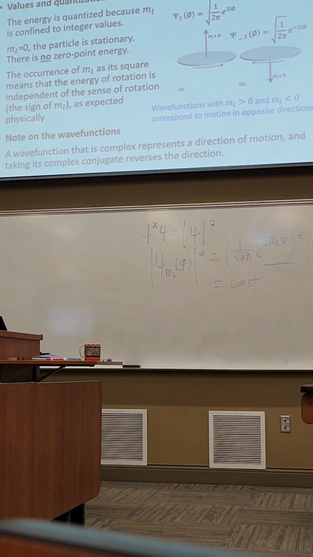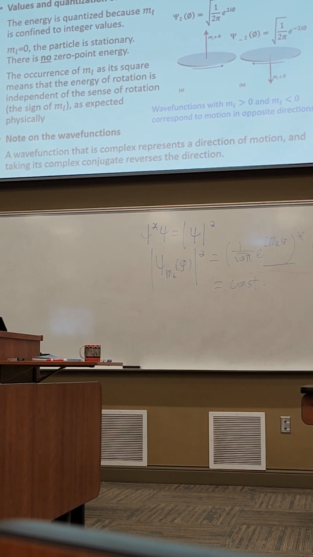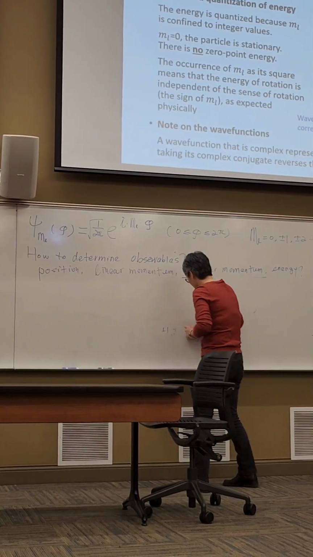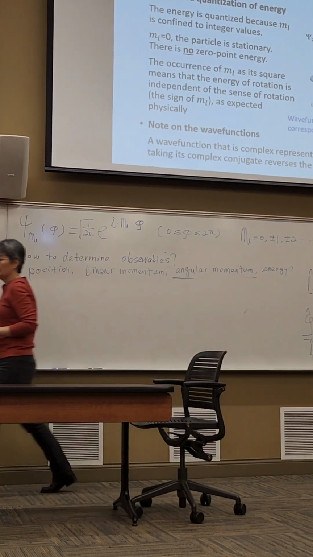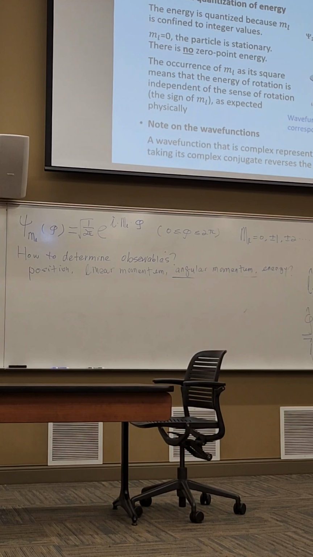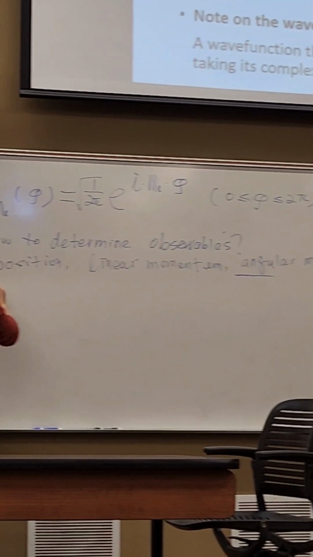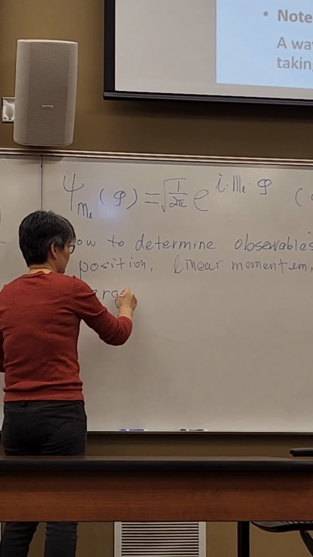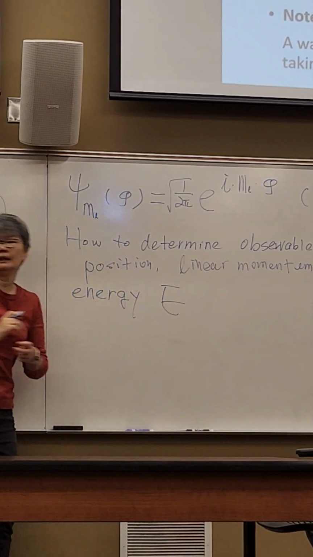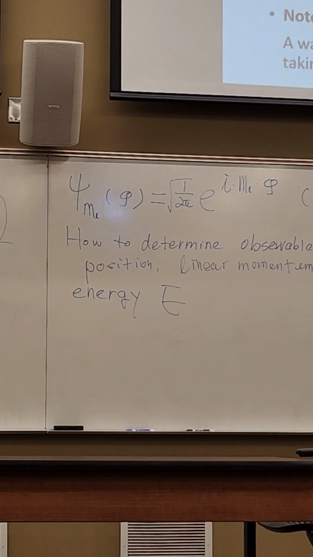Very good. Now say you have a wave function. You can determine the observables. I'll show you the angular momentum as one example. The other important observable is the energy. Now, in quantum mechanics, how do we obtain values for energy?